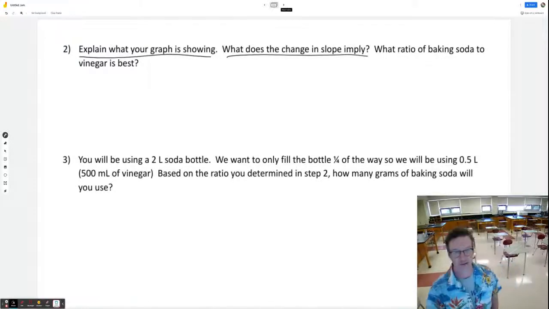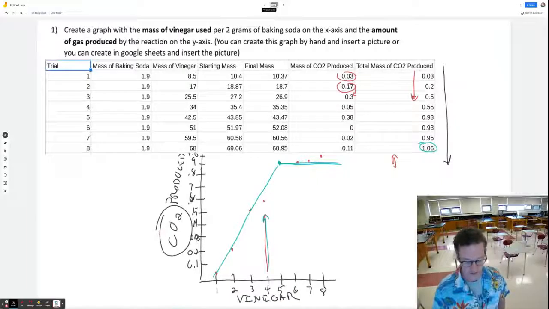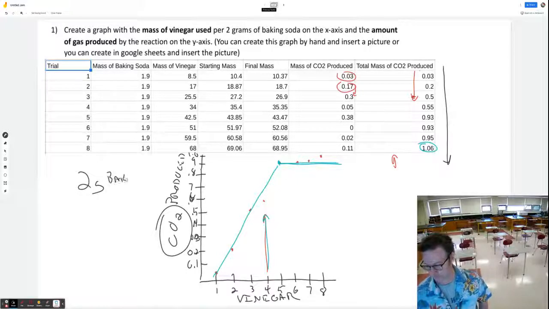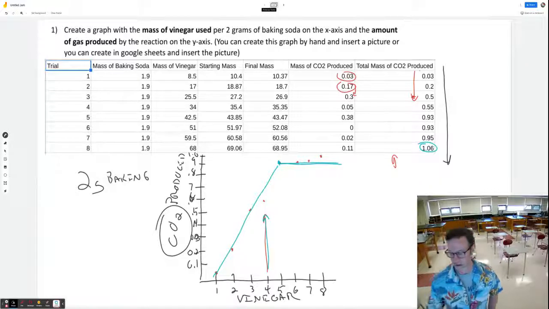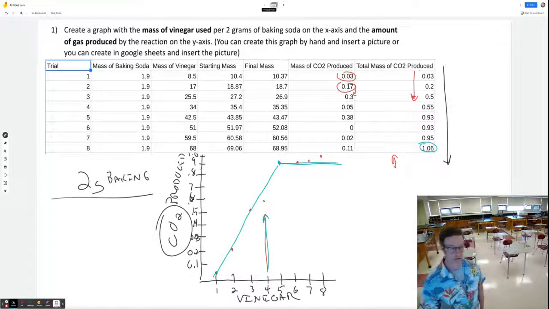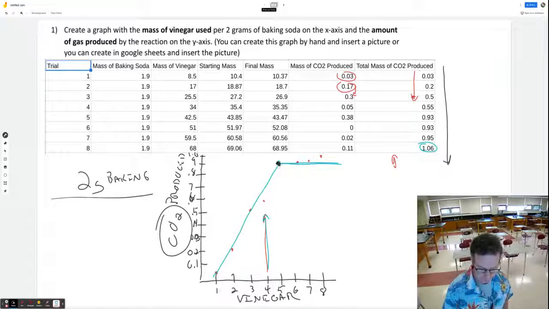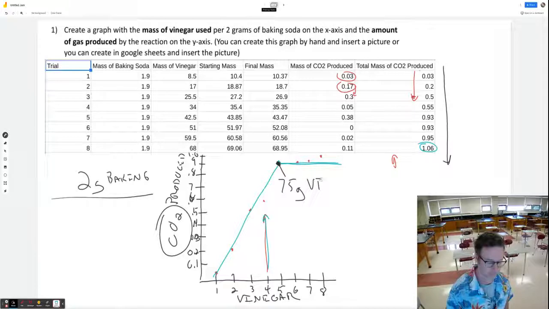So what is the ideal ratio? How are you going to figure that out? I didn't put the numbers in here, but let's just say, remember we had 2 grams of baking soda, and I'm just going to make up a number. It's going to be different from yours. Let's say we find that the point at which it stops going up is when you added 75 grams of vinegar. Okay, that's the break point.